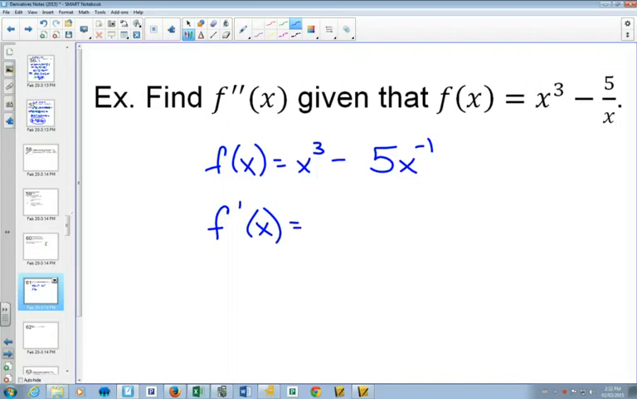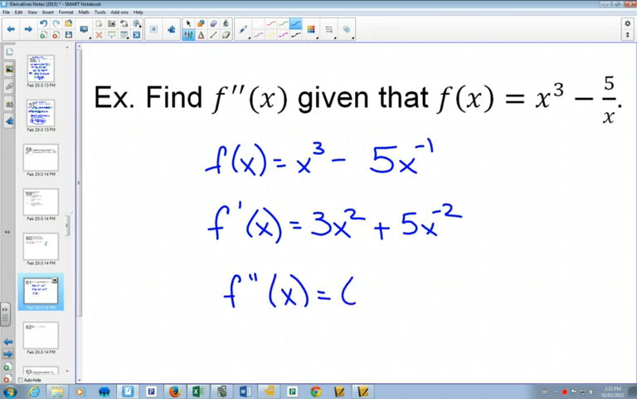Our first derivative will become 3x squared minus a negative, that would become plus 5x to the negative 2. And then our second derivative will become 6x minus 10x to the minus 3.